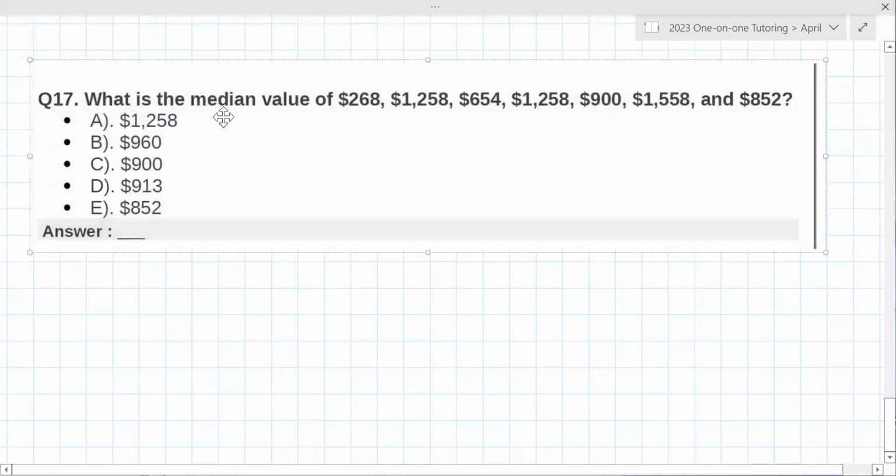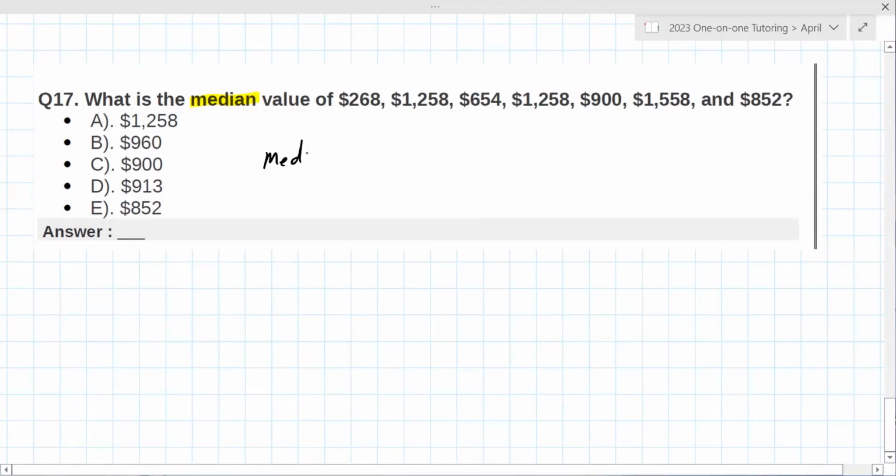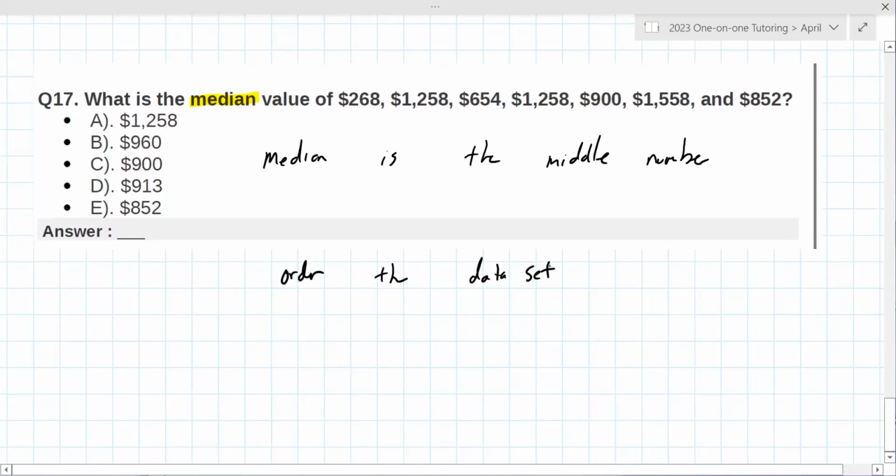It says, what is the median value of this data set right here? Okay, so this is where you need a little bit of background information. Maybe you haven't seen median in a while. Median is the middle number. There's always a middle number. The thing that you have to do here is order the data set, smallest to largest is preferred.